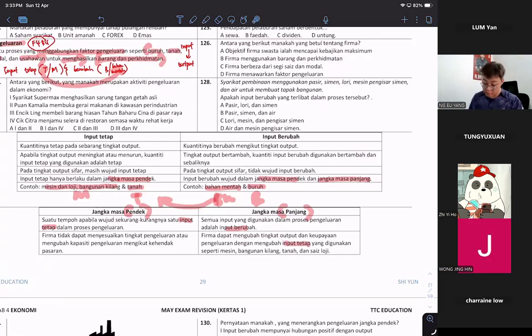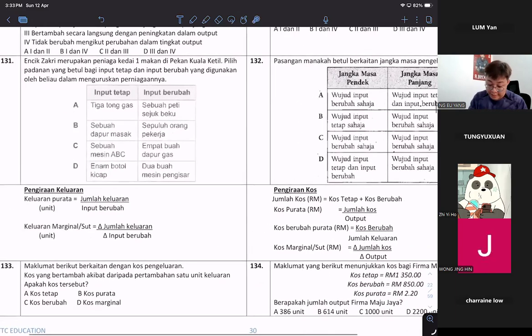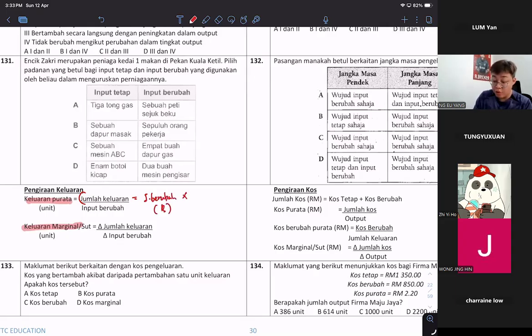Okay, to summarize, within your form 4 you still have to calculate for your keluaran purata, keluaran marginal, and jumlah keluaran. So jumlah keluaran also refers to your input berubah. Usually input berubah is referring to your buruh in your exam. So multiply by your keluaran purata. The keluaran is also known as your output. That's why I keep referring to you guys. The keluaran for the barang and perkhidmatan is output. So jumlah keluaran depends on the buruh multiplied by the keluaran purata. Then we are able to find out the jumlah keluaran. So these are the three formulas. 1, 2, 3.